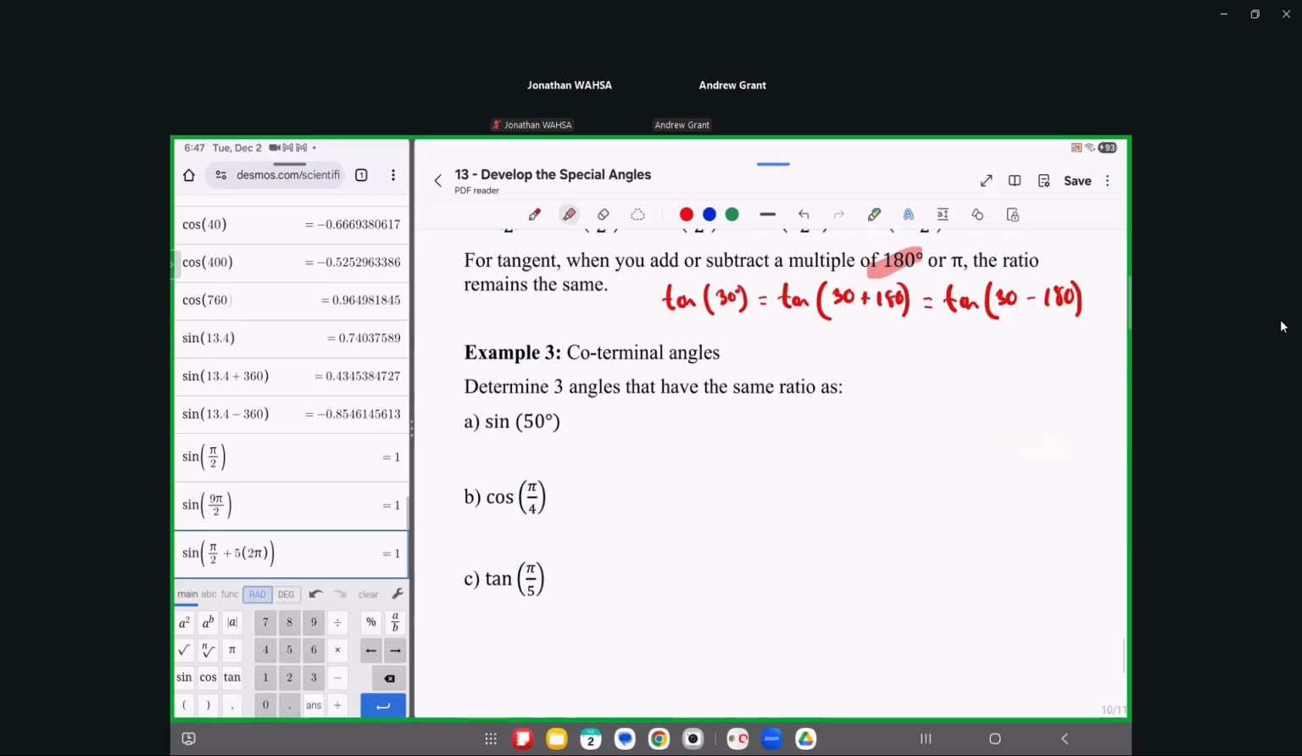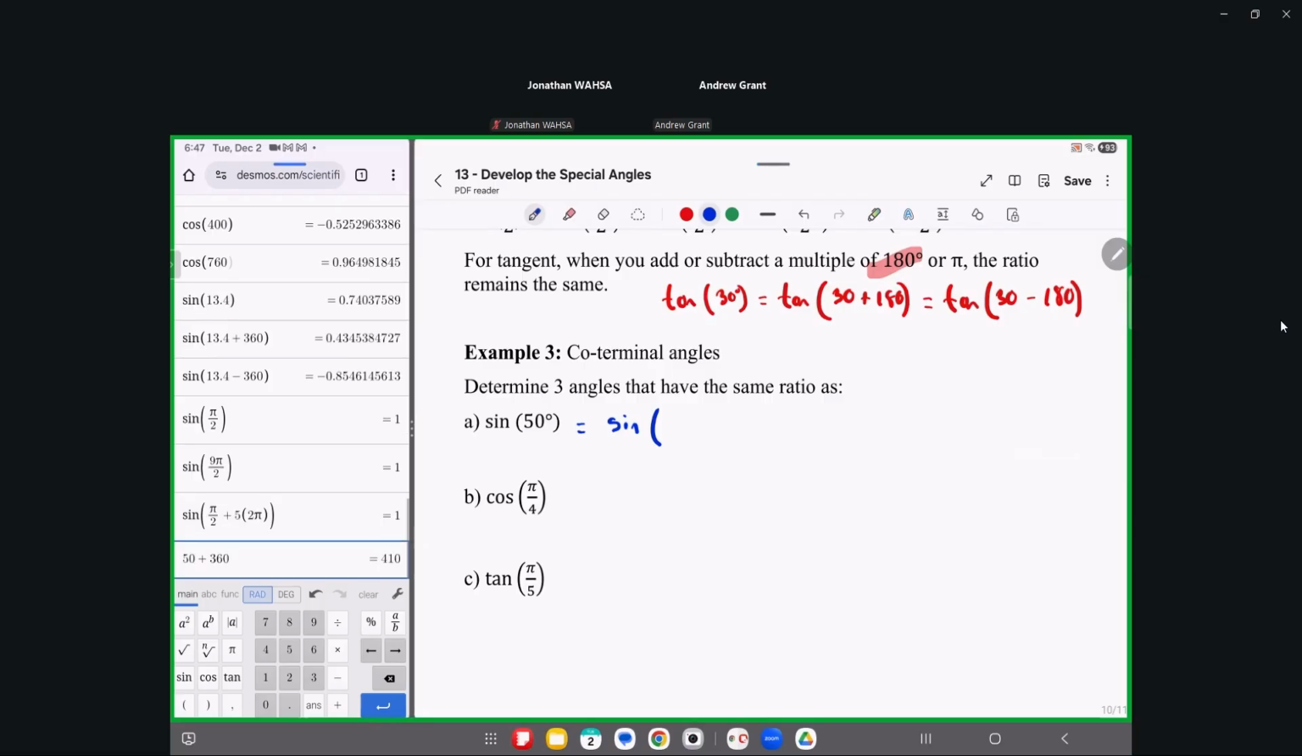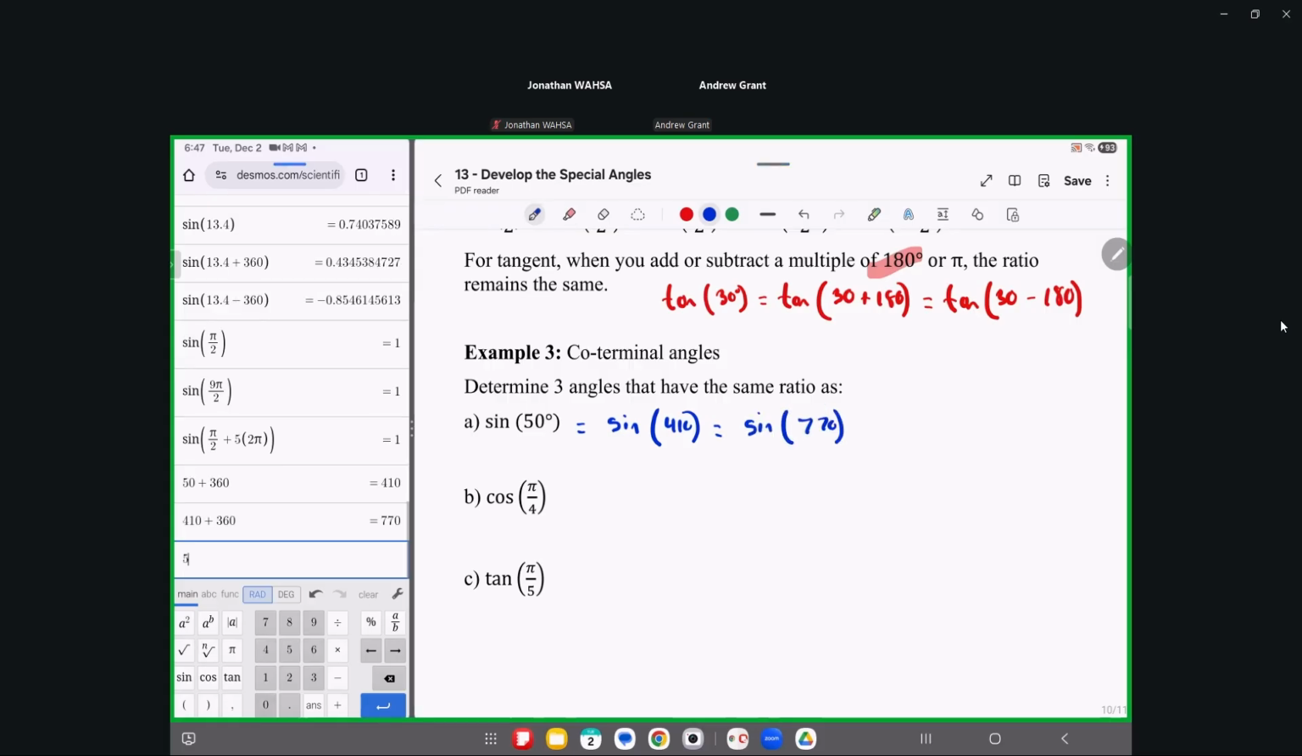Okay, so for example 3, we're going to determine 3 angles that have the same ratio as the following. For example A, it's sine of 50. So this will be the same thing as sine of, we could just take 50 plus 360, so this will be 410. We can take 410 plus 360, so it will be sine of 770. We can also take 50 and minus 360. So this is the same thing as sine of negative 310 degrees.